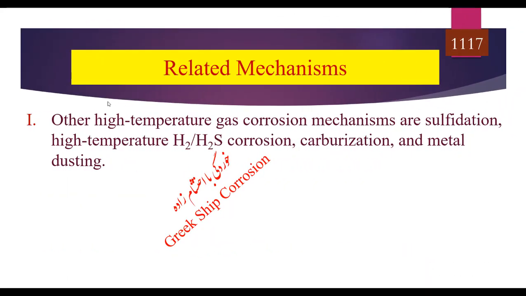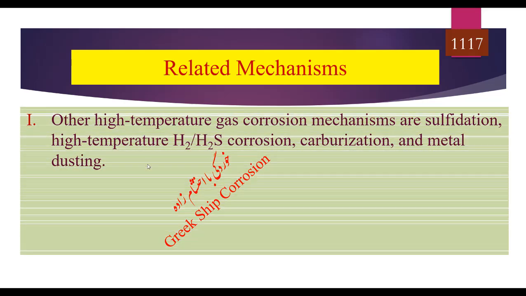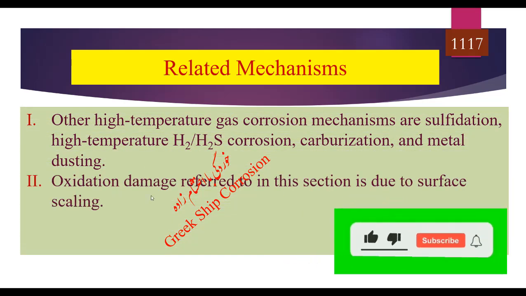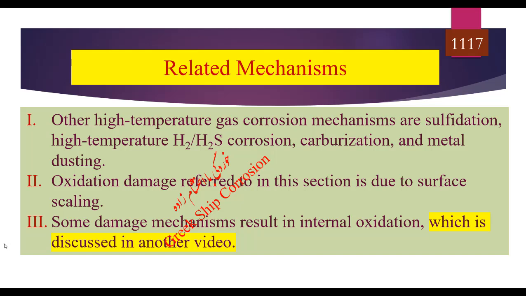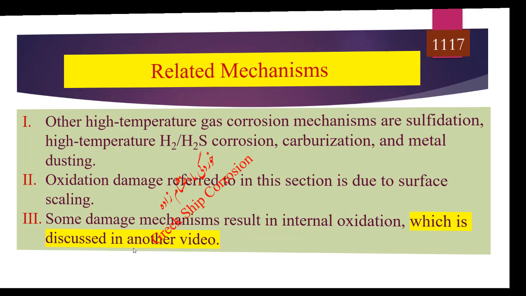Related mechanisms. 1. Other high-temperature gas corrosion mechanisms are sulfidation, high-temperature H2/H2S corrosion, carburization, and metal dusting. 2. Oxidation damage referred to in this section is due to surface scaling. 3. Some damage mechanisms result in internal oxidation, which is discussed in another video.